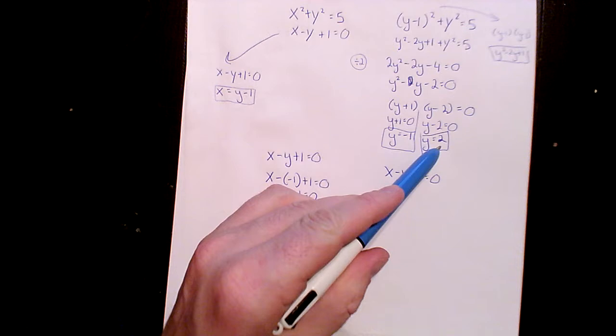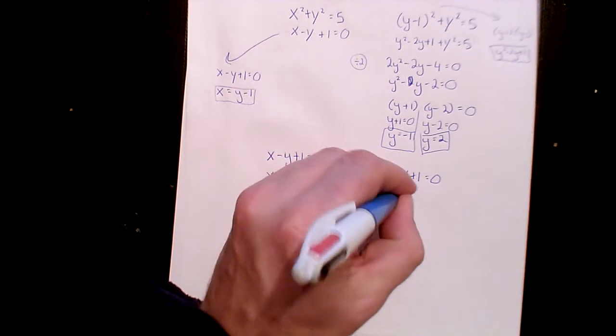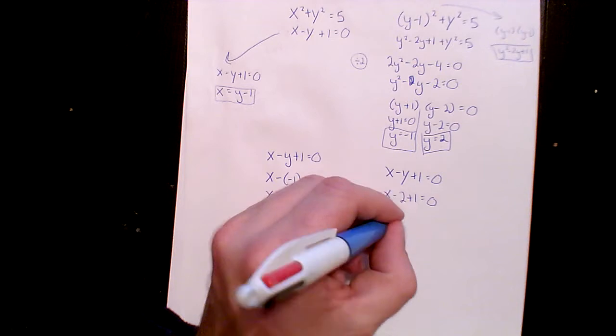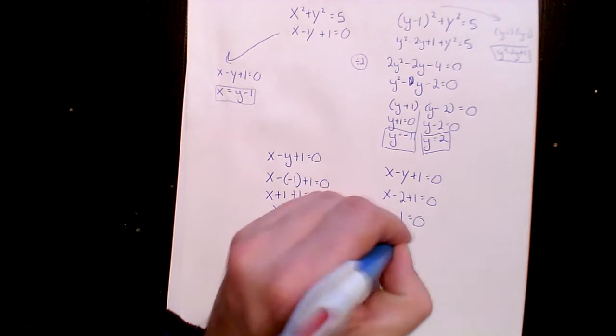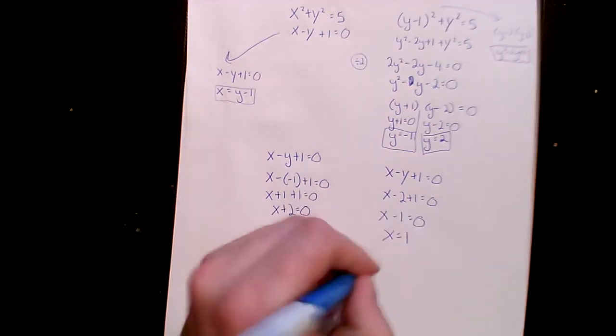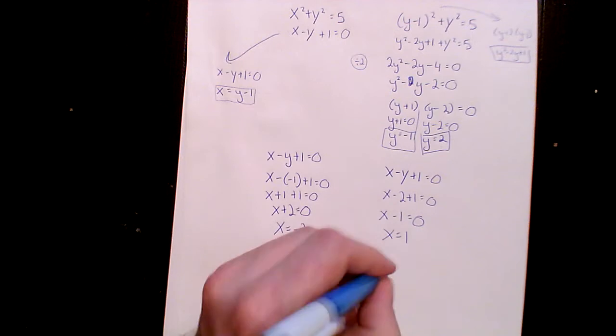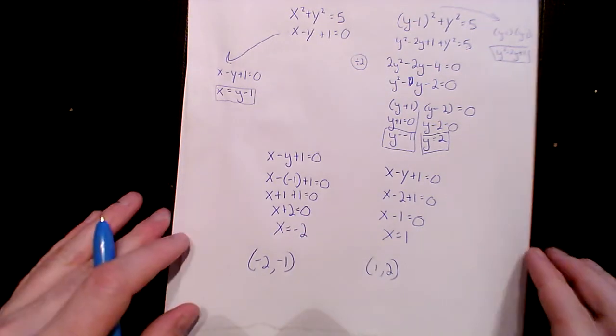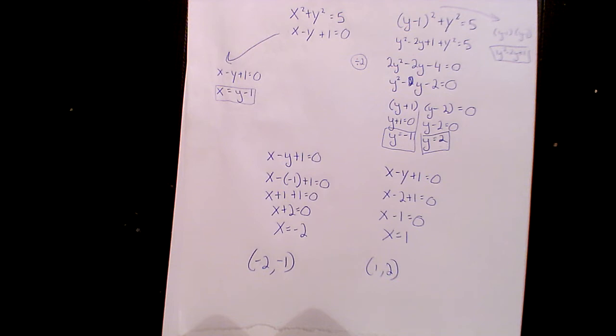And this time I know what y is. It's 2, so x minus 2 plus 1 equals 0. So x minus 2 plus 1 is minus 1 equals 0. So x equals 1. And when x is 1, the y was 2. Okay? So that's that one done.